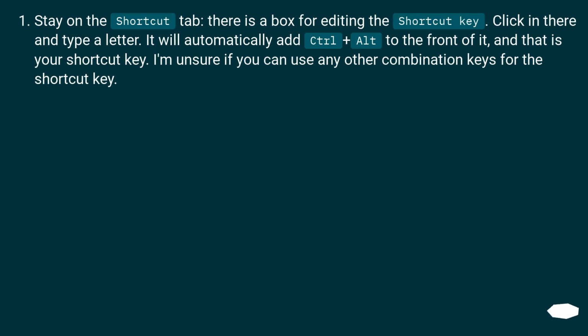Stay on the Shortcut tab. There is a box for editing the shortcut key. Click in there and type a letter. It will automatically add Ctrl+Alt to the front of it, and that is your shortcut key. I'm unsure if you can use any other combination keys for the shortcut key.